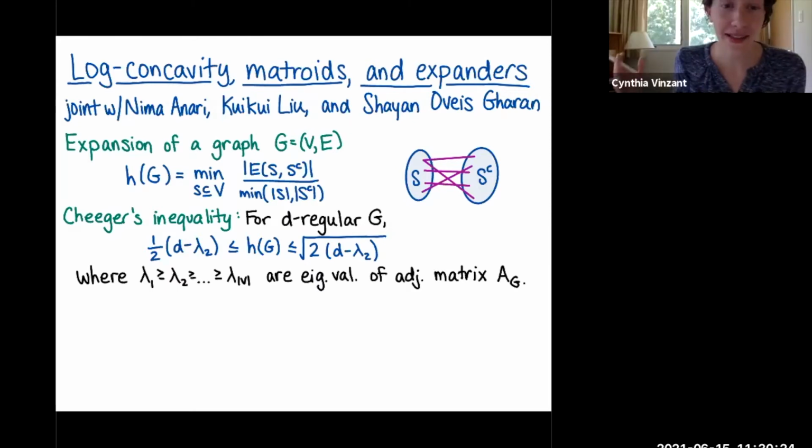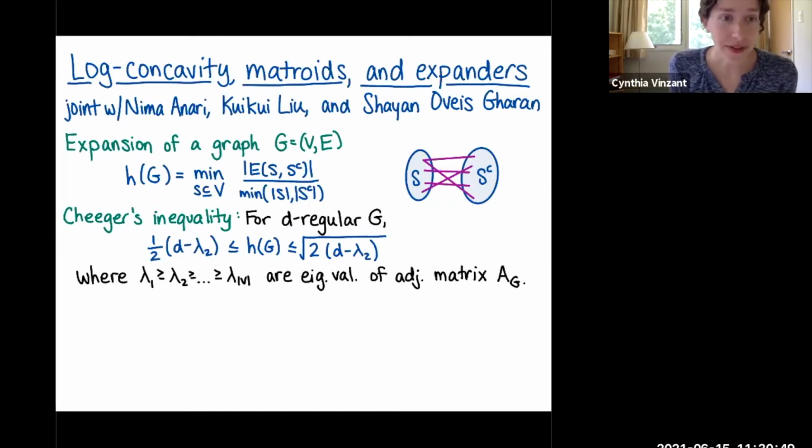Right. Yeah, thanks for inviting me to this super nice conference. I'm going to talk about work that's a year or two old, but I thought would be interesting to this crowd. And as the title suggests, it concerns a connection between log-concavity, combinatorial objects called matroids, and expansion, edge expansion of graphs.